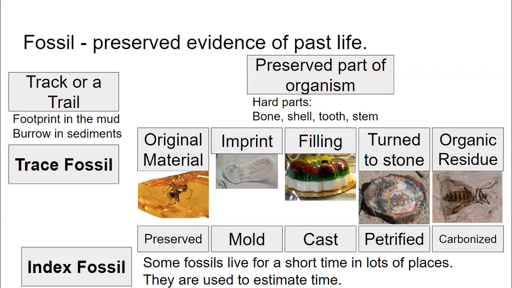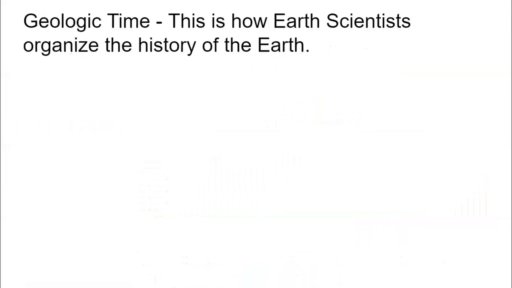And that's the end of fossils. That was one slide that covered all of fossils. Now we're going to make one slide that covers all of geologic time. This geologic time, this is how Earth scientists organize the history of the Earth. It's organized mostly off of index fossils, really. And then we'll use absolute age dating to get those numbers. We don't have to worry about that right now. That's what the next video is going to be about.